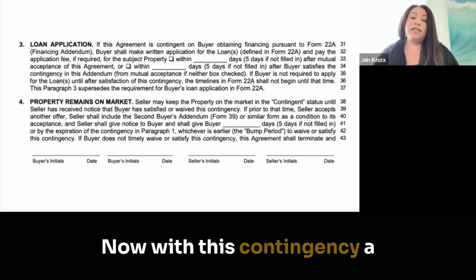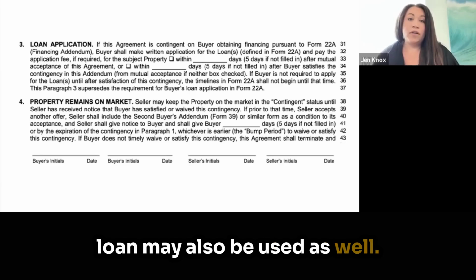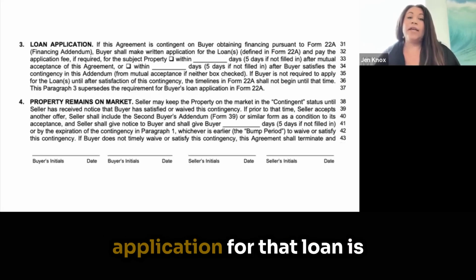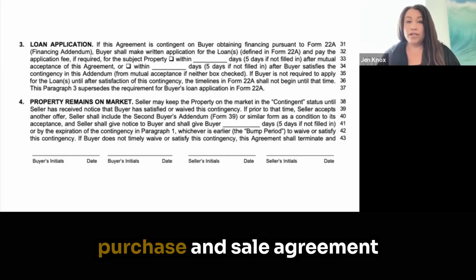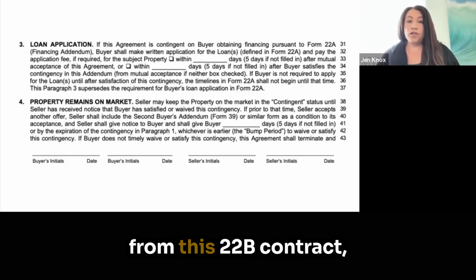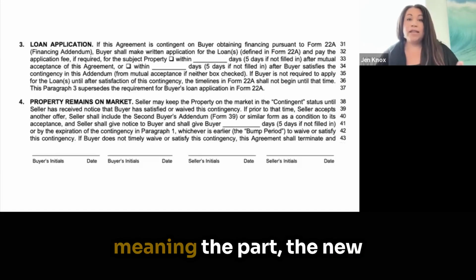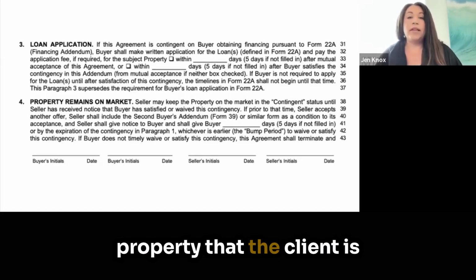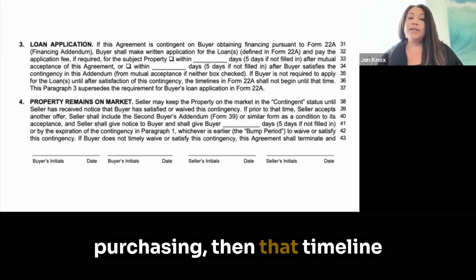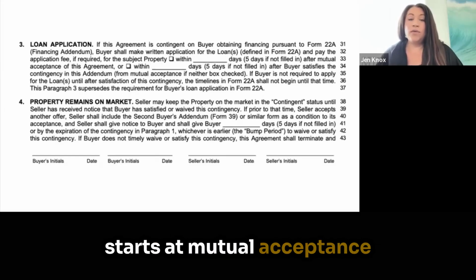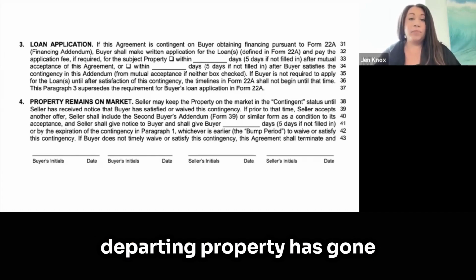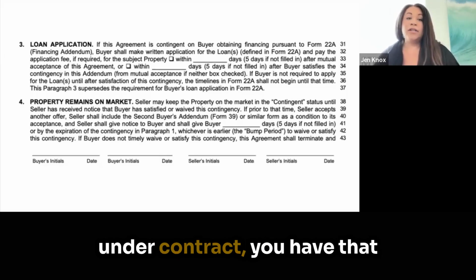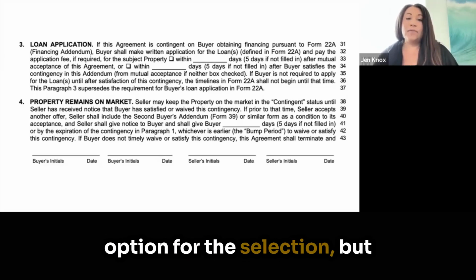Now, with this contingency, a loan may also be used as well. If a loan is used and the application for that loan is going to be done within 5 days of the mutually accepted purchase and sale agreement from this 22B contract, meaning the new property that the client is purchasing, then that timeline starts at mutual acceptance with the new property. If you want to have your client apply for financing after the departing property has gone under contract, you have that option for the selection.